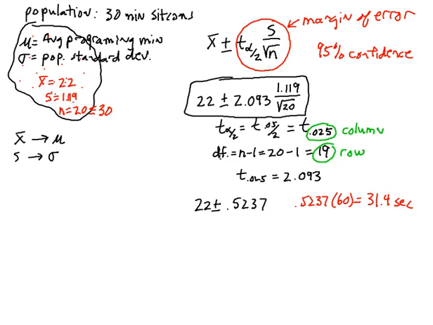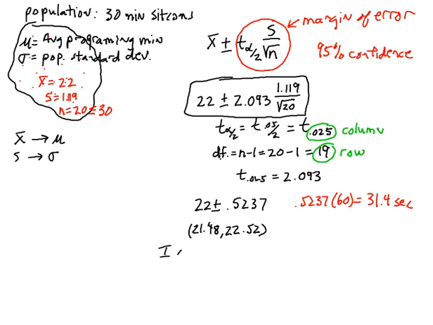Let me say that again. I'm 95% confident that the real population average, mu, is within 31.4 seconds of my 22-minute sample average estimate. So to build that into the interval, I just simply add and subtract that to the 22, and I get 21.48 on the lower end of the interval and 22.52 on the upper end.